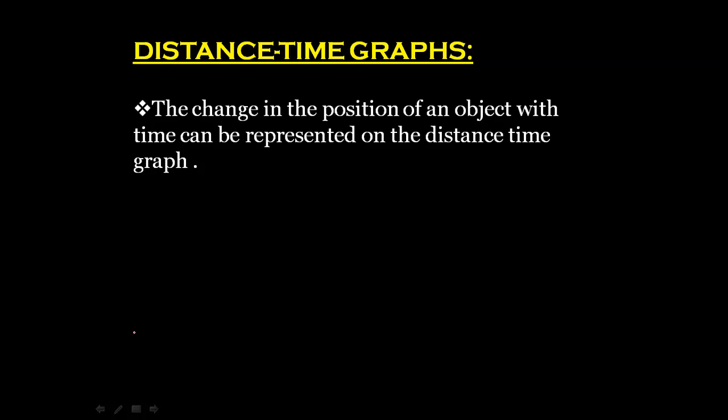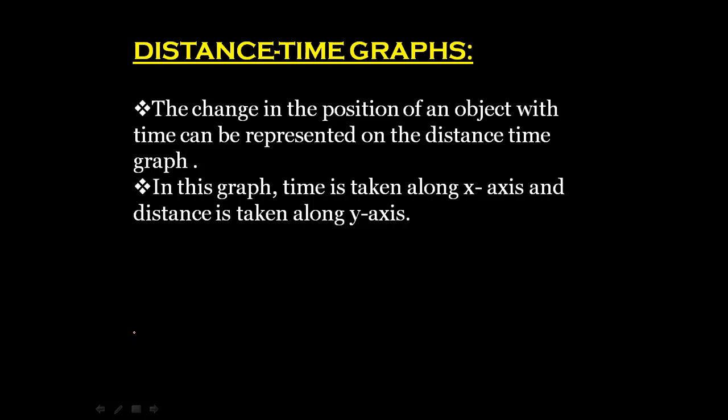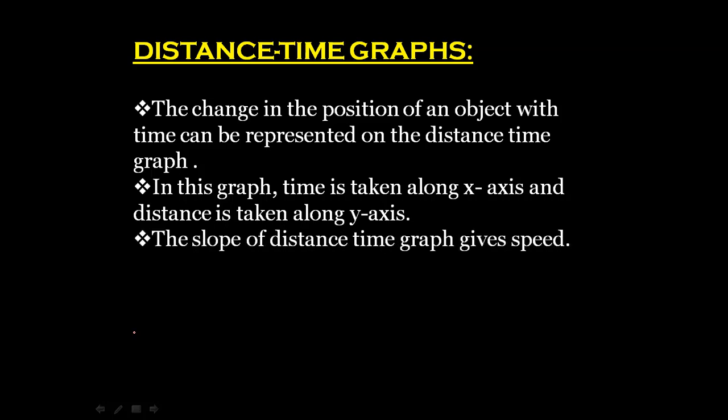Now, what is distance time graph? The change in the position of an object with time can be represented on the distance time graph. Means जब हमारे ऑब्जेक्ट की पोजीशन चेंज होती है टाइम के साथ साथ तो उसको हम डिस्टेंस टाइम ग्राफ में रिप्रेजेंट कर सकते हैं. In this graph, time is taken along x-axis and distance is taken along y-axis. This is very important point. The slope of distance time graph gives the speed. Means distance time graph can be used to determine the speed of an object. Slope को हम further discuss करेंगे डिटेल में.